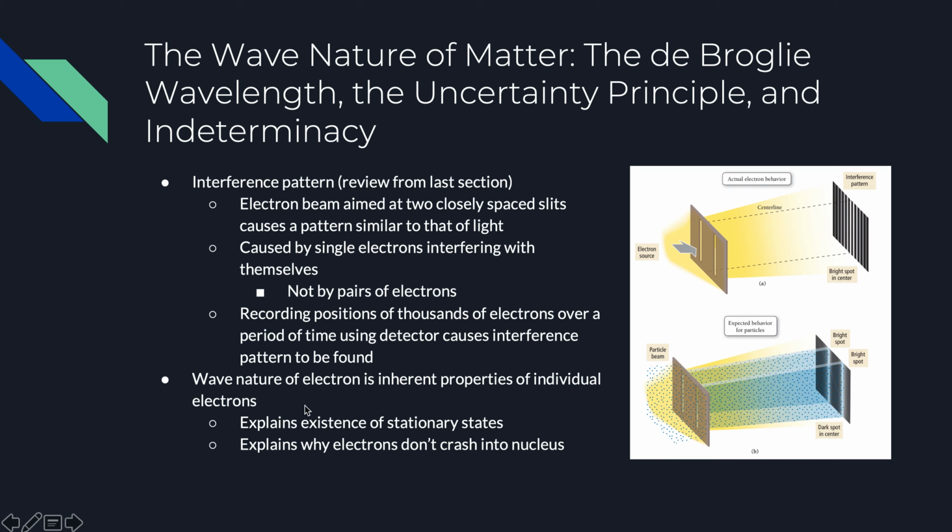So the wave nature of electrons is an inherent property of individual electrons, which explains the existence of stationary states and also explains why electrons don't crash into a nucleus. As you can see, this is very different from the expected behavior for particles, as a particle will only have two bright lines, whereas an interference pattern has many bright lines and many dark lines.